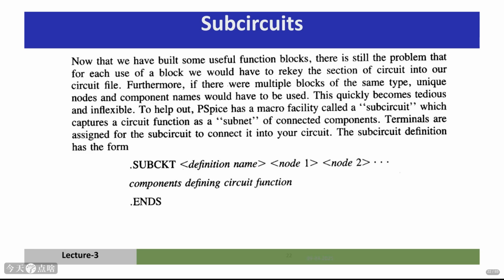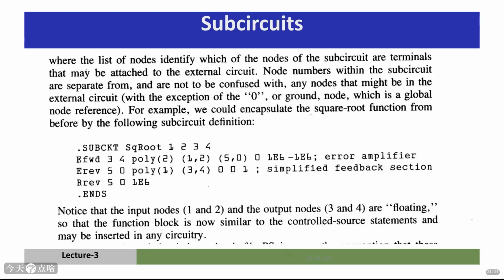The syntax is .subckt definition name node1 node2 ... followed by the components inside the subcircuit, and then .ends. When you define a subcircuit, you list the nodes that are its external connections. Inside the subcircuit definition, the node numbers are local to that block.